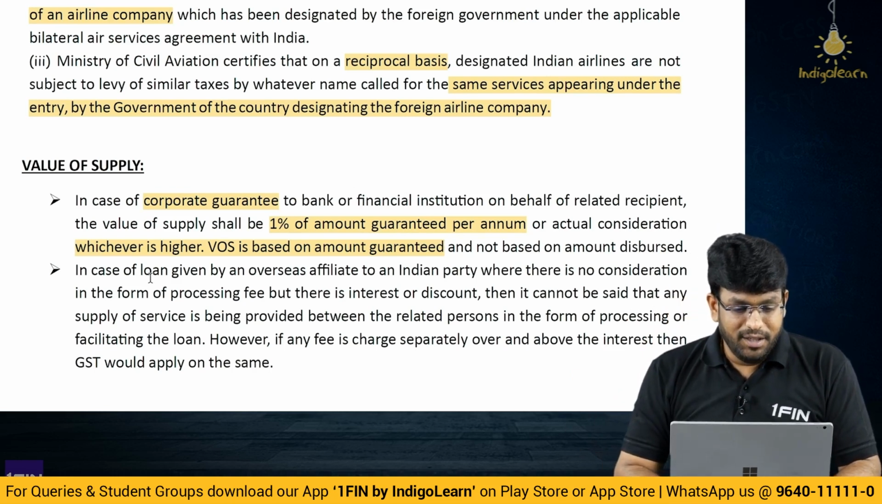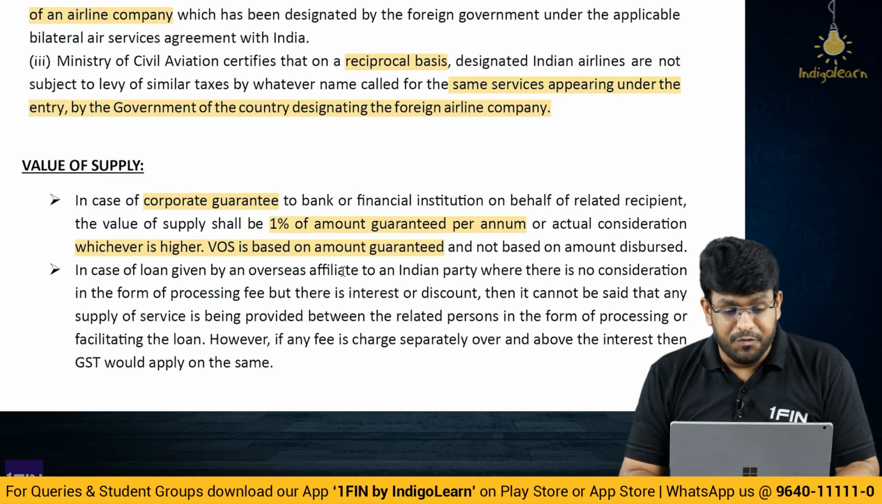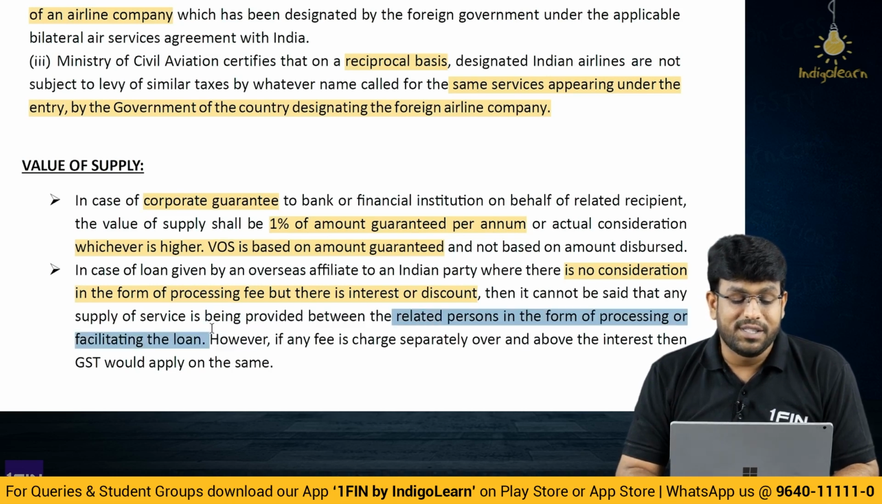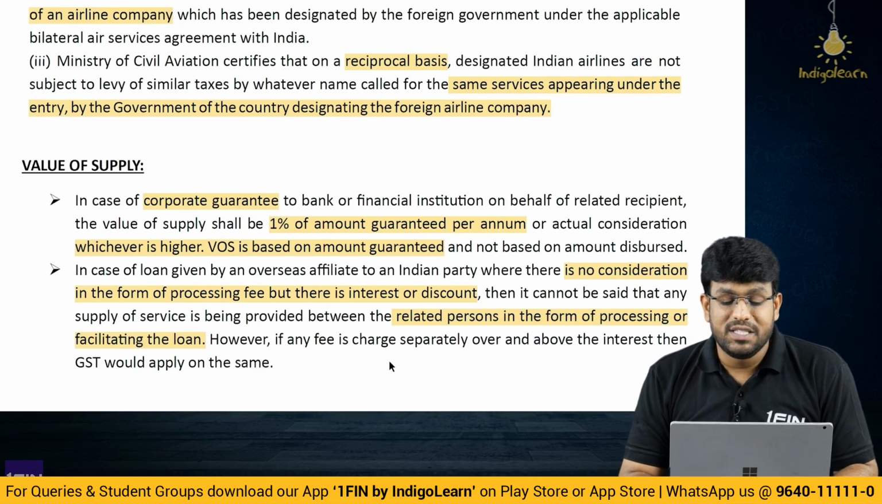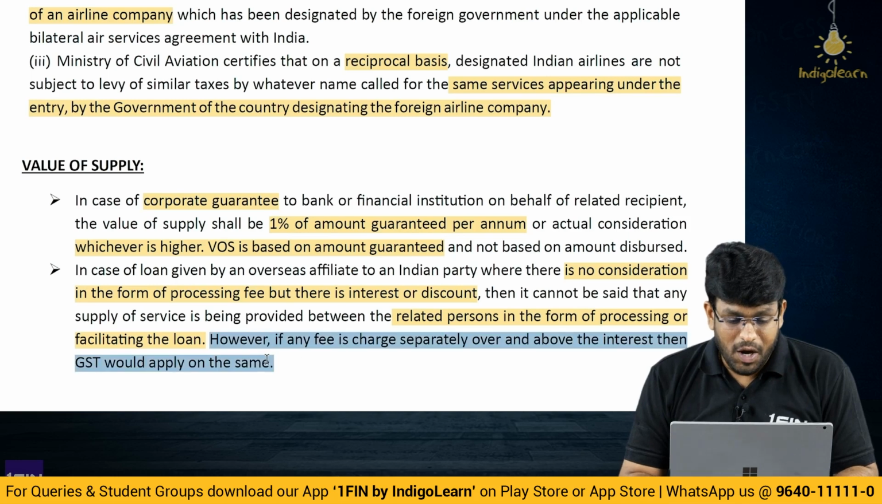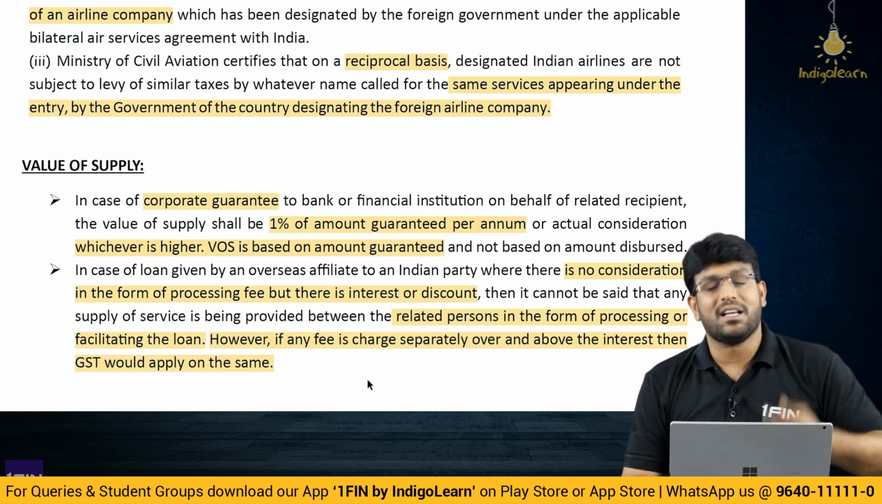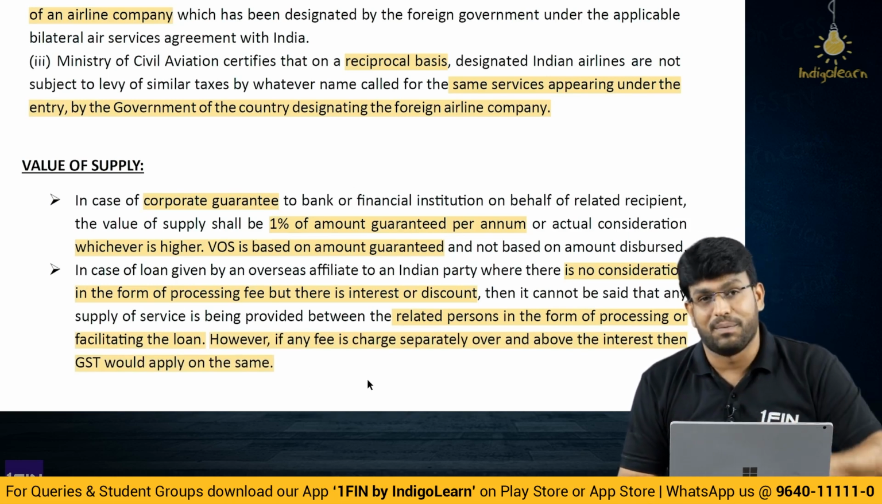Next line. In case of loan, I repeat once again, in case of loan given by an overseas affiliate, that means a foreign entity, to an Indian party, where there is no consideration in the form of processing fee, but there is only interest or a discount, then it cannot be said that any supply of service is being provided between related persons in the form of processing or facilitating the loan. However, if any fee is charged separately over and above the interest, then GST will apply on that. Obviously, on that processing fees and all, GST will definitely apply if it is separately charged. If it is not separately charged, then we will not say that it is deemed to be supplied.